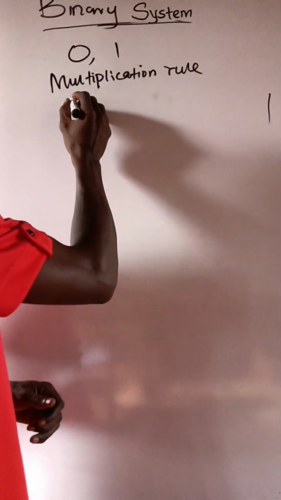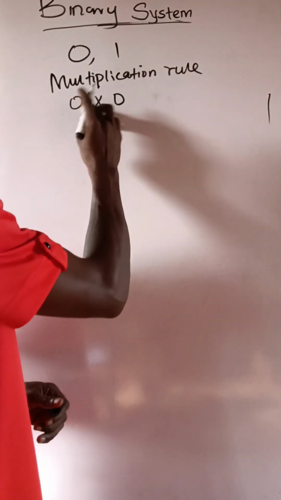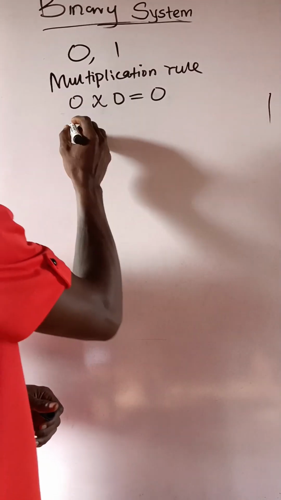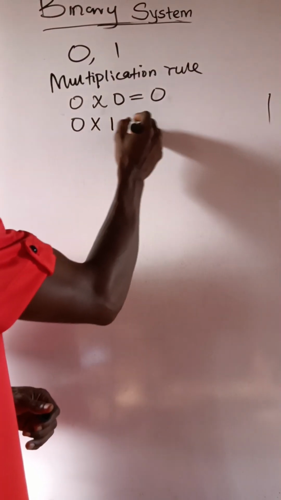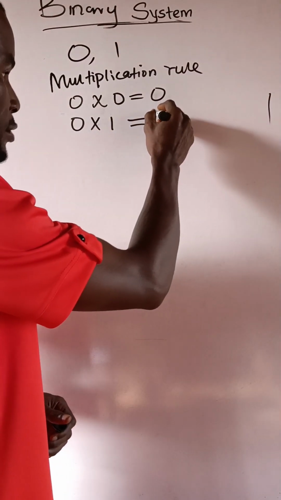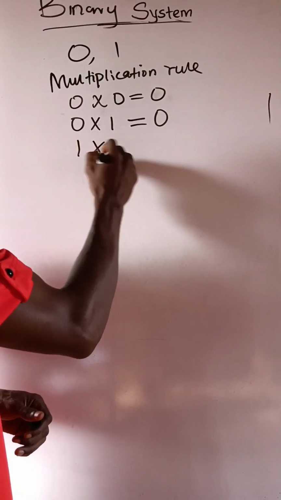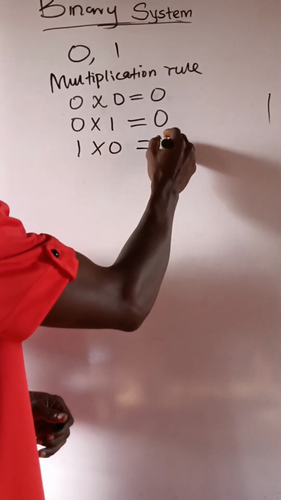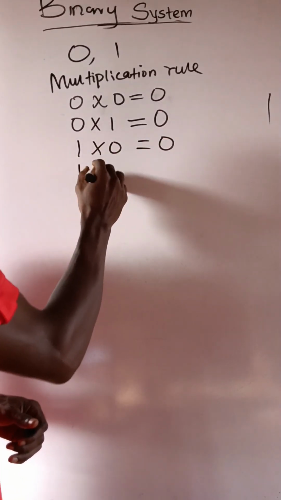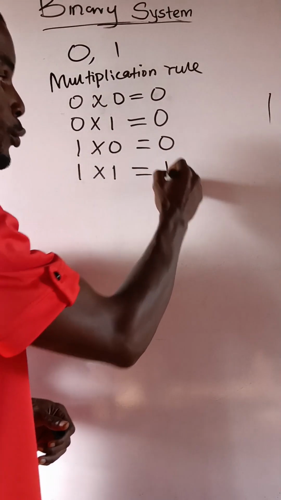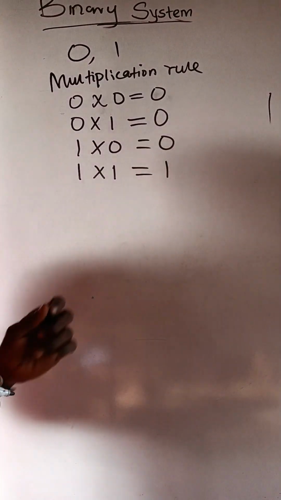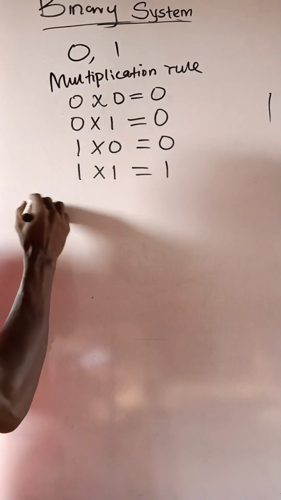In multiplication rule, when you have 0 times 0, it will give you 0. 0 times 1, it will give you 0. 1 times 0, it will give you 0. And 1 times 1, it will give you 1. That is multiplication rule.